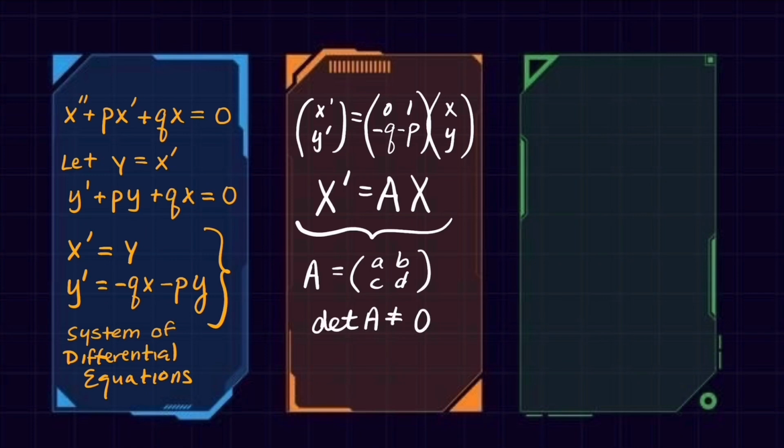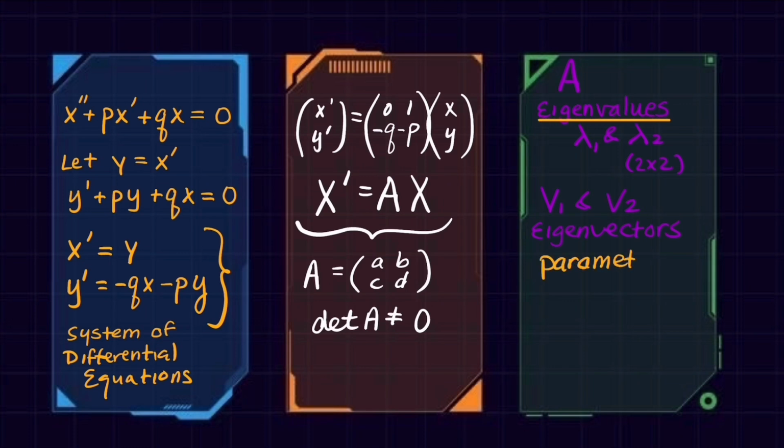Here we want the determinant to not equal 0. Now, from this matrix, we can determine its eigenvalues given by lambda 1 and lambda 2, and associated to those eigenvalues are eigenvectors, v1 and v2. These eigenvalues will play the new role of our parameters.